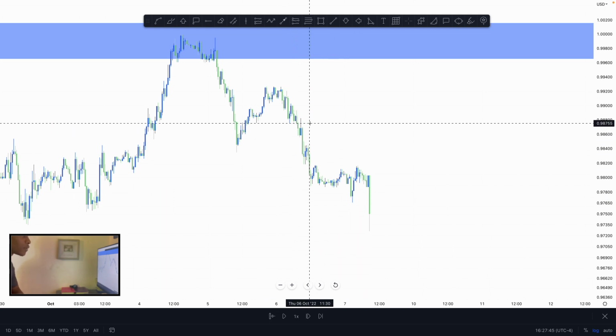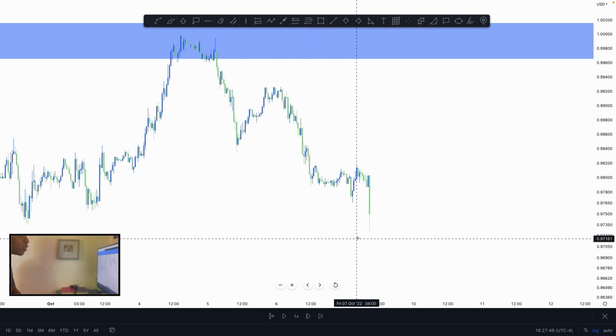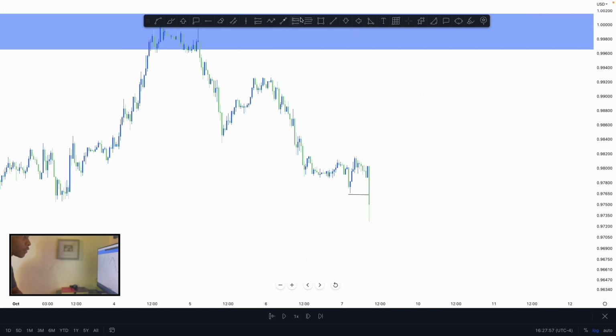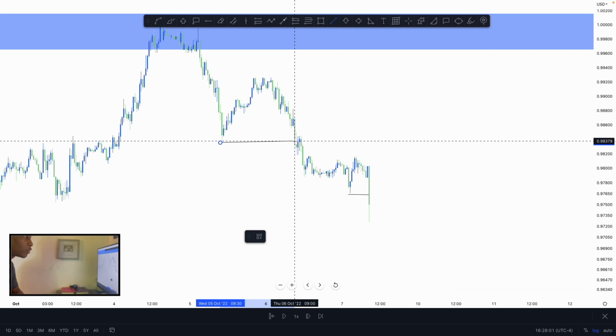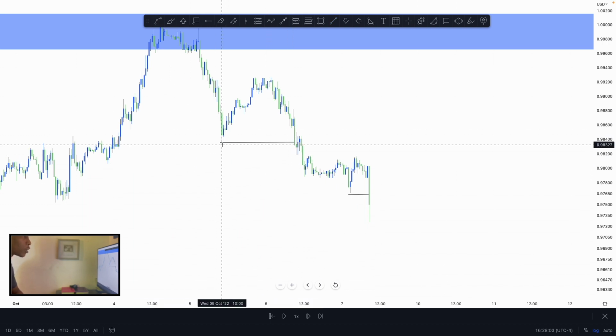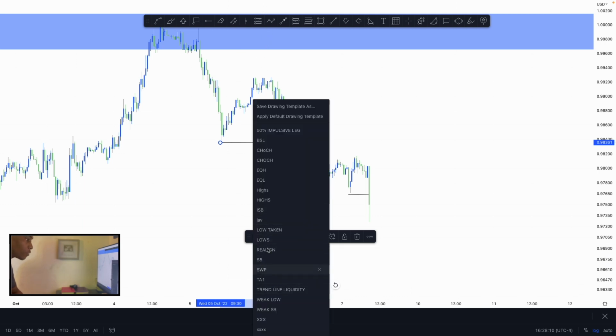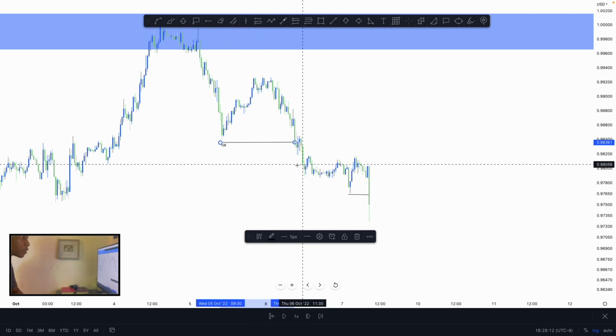Alright, good. So right here we actually see that we have a structure break to the downside. We were pretty much breaking structures from all the way up here, where the market created this little comeback and then broke internal structures to the downside. So internal structure was cleared.